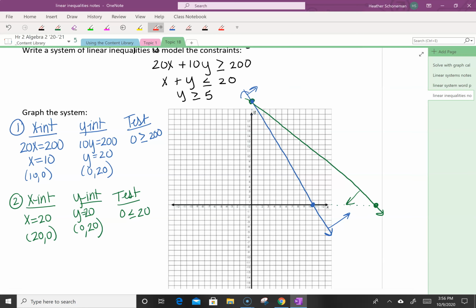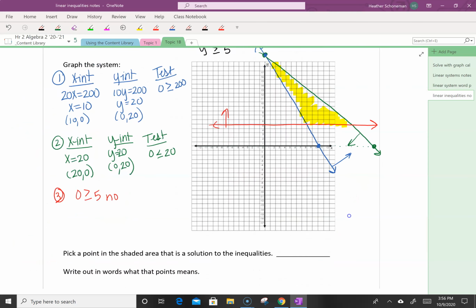All right, the last line, it's y is greater than or equal to 5. That's a horizontal line, so I'm going to draw a horizontal line right in here. And now I need to test it. I can use 0, 0 because it's not on the line. Is 0 greater than or equal to 5? No way. So 0, 0 is below the line, so I need to shade above. So now that I shade above, I know the area that I'm going to shade is right in here. That means any point in that region is going to be true.